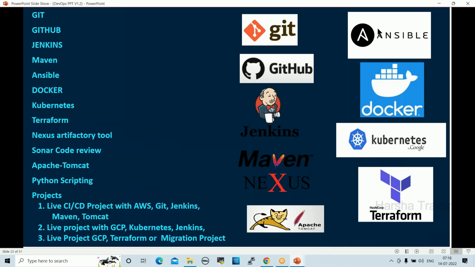The very core tools are Ansible, Docker, Kubernetes, and Terraform. In these four tools, if you are good in even one tool, you can easily crack your entry. These are very advanced tools. Either Kubernetes or Terraform or Docker or Ansible, only one tool. Currently Kubernetes is in very high demand; Kubernetes, Jenkins, Terraform, these are very hot.